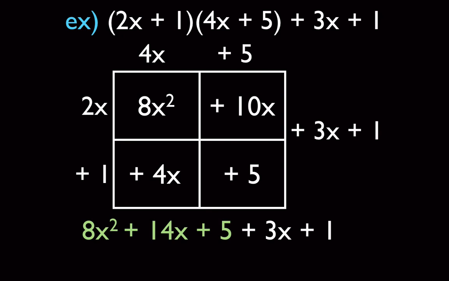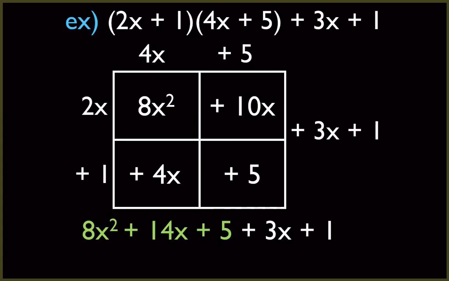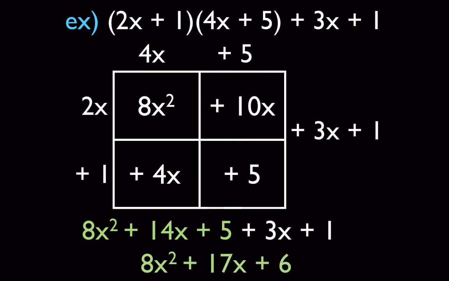Now we combine like terms. In this case, I combine the x terms, and I can combine my 5 and my 1. So that's going to give me 8x squared plus 17x plus 6. So what I want you to do now is we're going to go ahead and try this. If that didn't really make sense to you, maybe rewind it, look at it again. But we're going to give you a chance to try a couple of them.